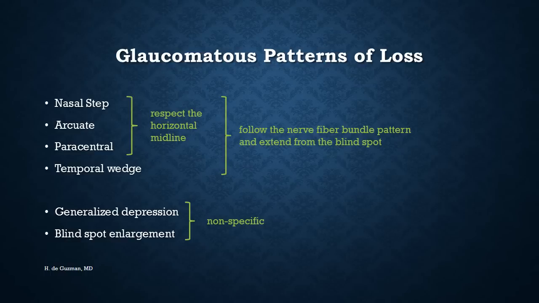There are 4 patterns of visual field loss that are specific to glaucoma that follow the nerve fiber bundle pattern and extend from the blind spot. And then 3 of these, except for the temporal wedge, also respect the horizontal midline. Generalized depression and blind spot enlargement can also be seen in glaucoma, but they are not specific for glaucoma and can be seen in other eye conditions.